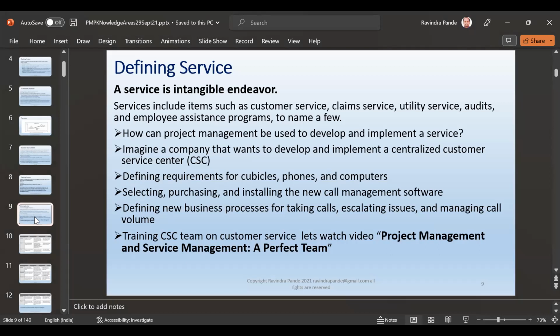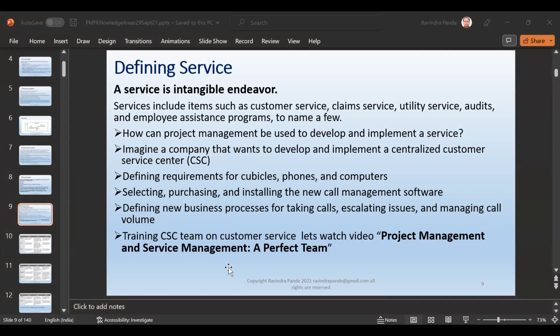Services include terms such as customer service, claim service, utility service, audits, employee assistance program, employee appraisal, and so on and so forth. Again, these are services mostly of a continuous nature, but still we normally apply a project thought process to services to align the resources to create a finite plan for all these given projects.